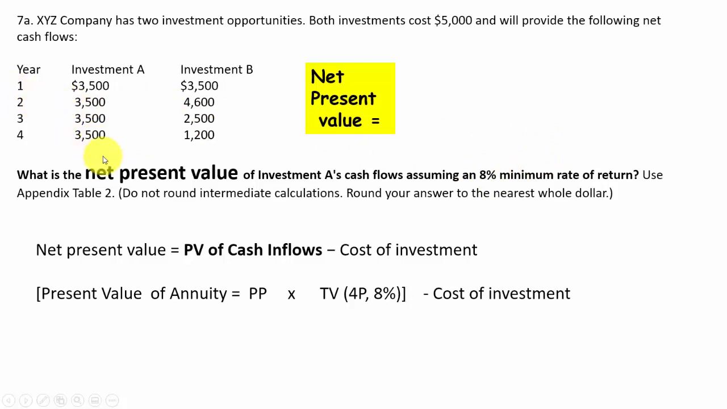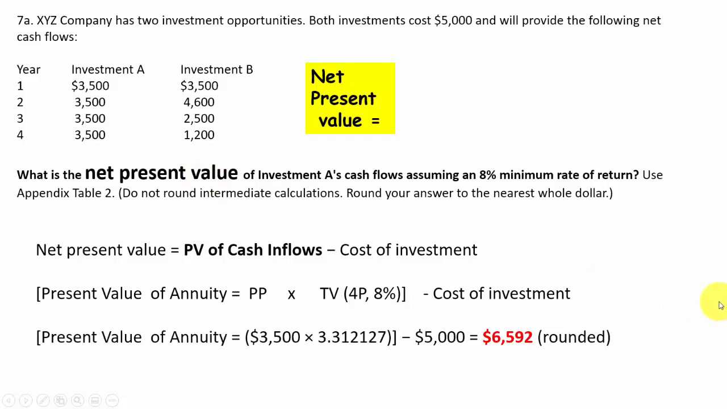So the net present value is a calculation that, in this case, we want to find. We'll take the present value of these cash flows right here, and then we'll subtract off the cost of the investment, which was $5,000. So I'm going to do that in this formula down here below. First of all, I'll take the present value of an annuity, which is equal to the periodic payments times the table value based on 4 periods at 8%, and then I'll subtract off this $5,000 and see if I have a positive or a negative net present value.